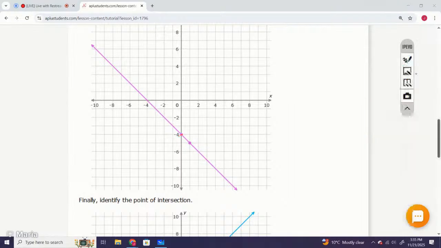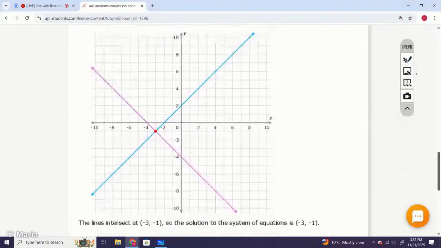So now both the lines are on the same plane. Here you have the intersection of these two lines, only one point. That means the lines intersect at negative 3, negative 1. So the solution to this system of equations is negative 3 and negative 1. Got it?